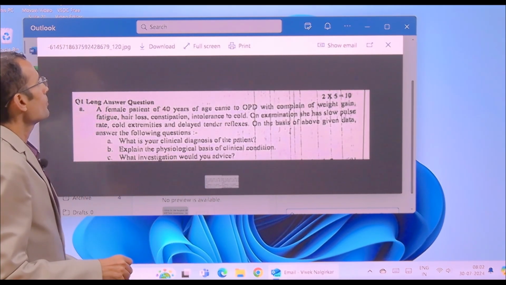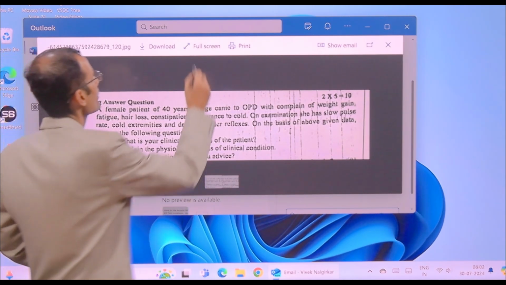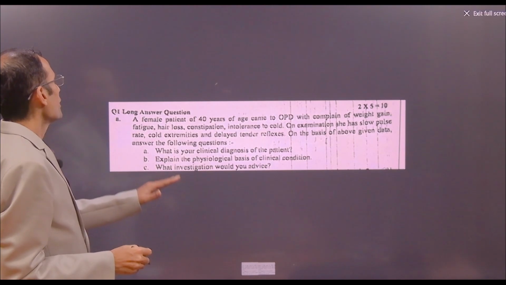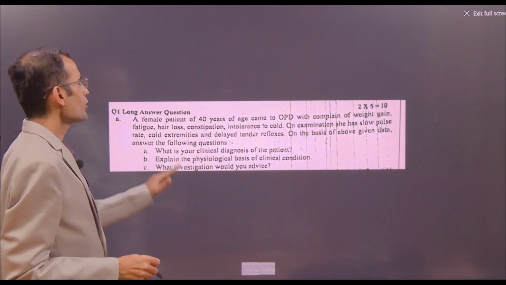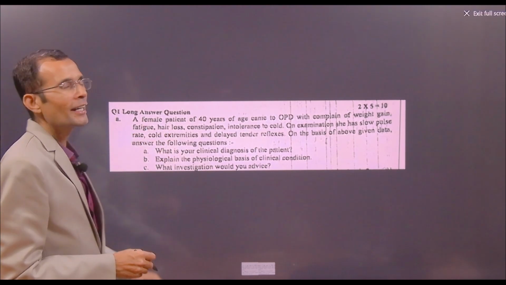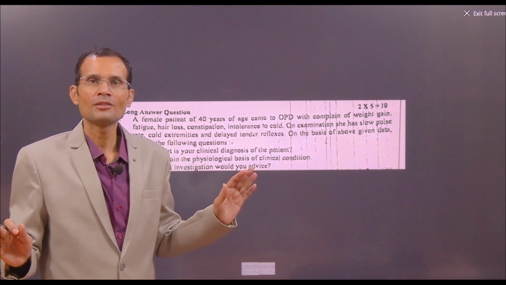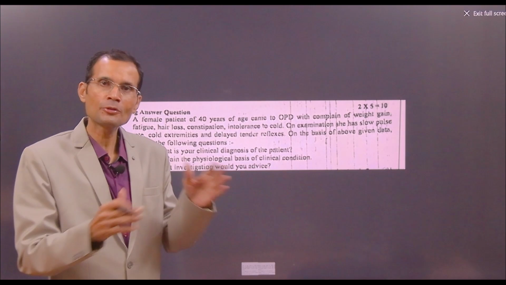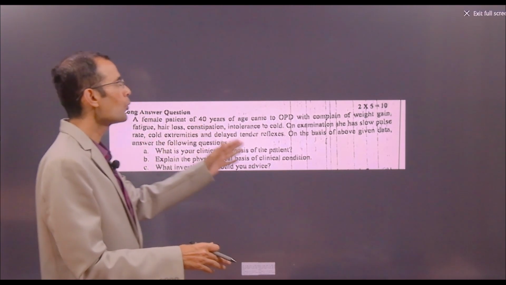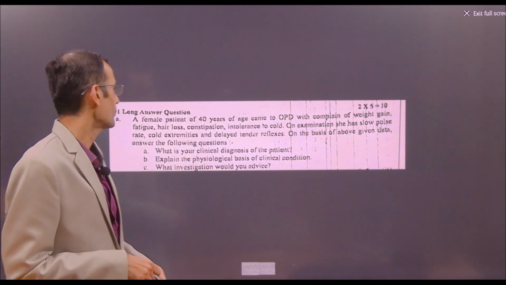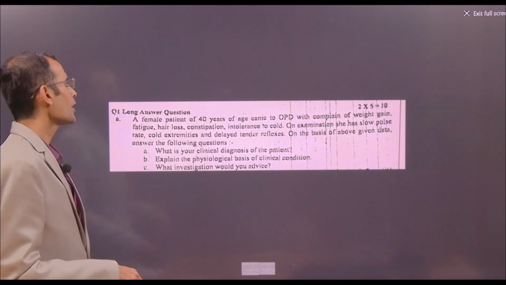Okay, a 40-year-old person complains of weight gain, fatigue, hair loss, constipation, intolerance to cold. Gone. I mean, the answer comes out straight. Intolerance to cold and weight gain. What is it? Hypothyroidism. All right. So, what is your clinical diagnosis?